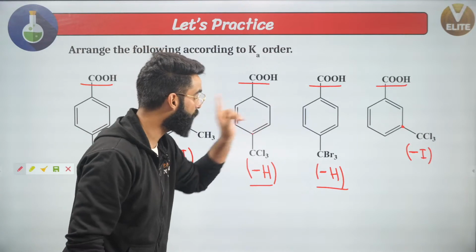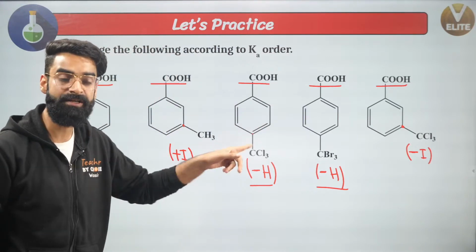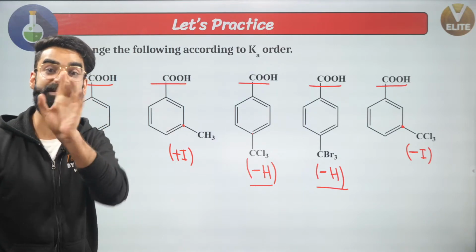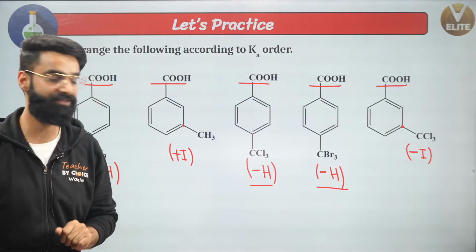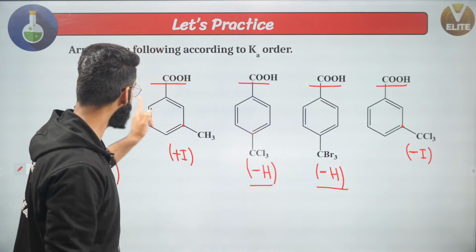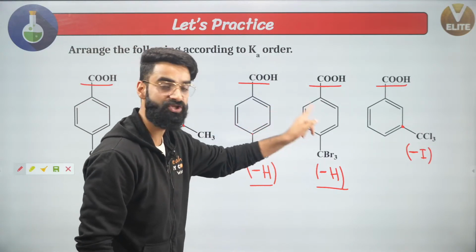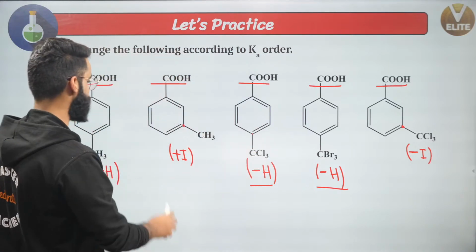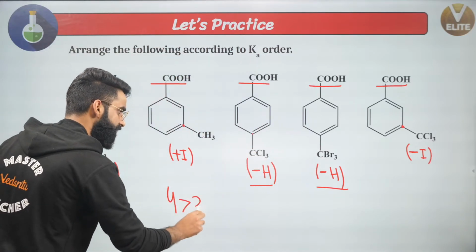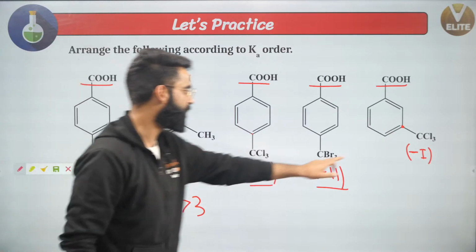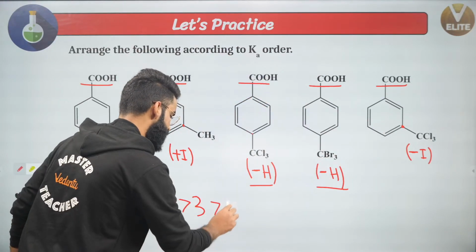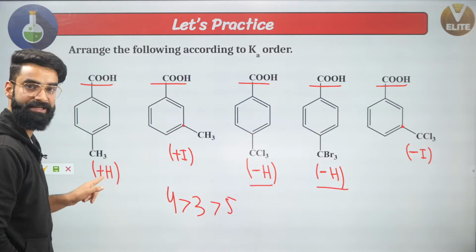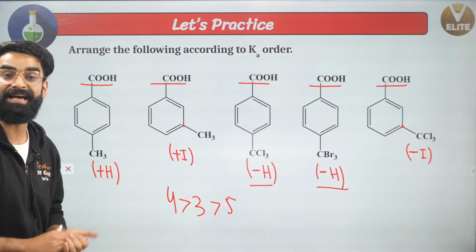Now in these two, which one has the maximum minus H effect? A few minutes back, I gave you a series in which the minus H power of CBr3 was greater than the minus H power of CCl3. So if this is 1, 2, 3, 4, the minus H effect of this CBr3 is going to be greater than that of CCl3. So maximum acidic is going to be the fourth one, followed by the third one. Then we have minus I, so it's going to be the fifth one. And in 1 and 2, right here plus I, right here plus H. Plus effects are going to decrease the acidic strength.